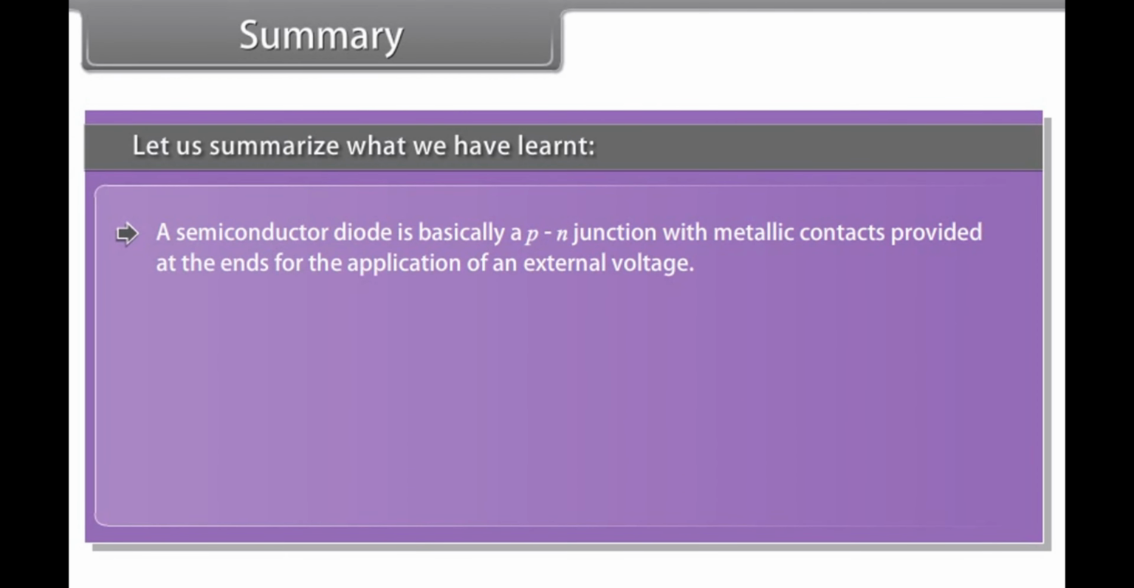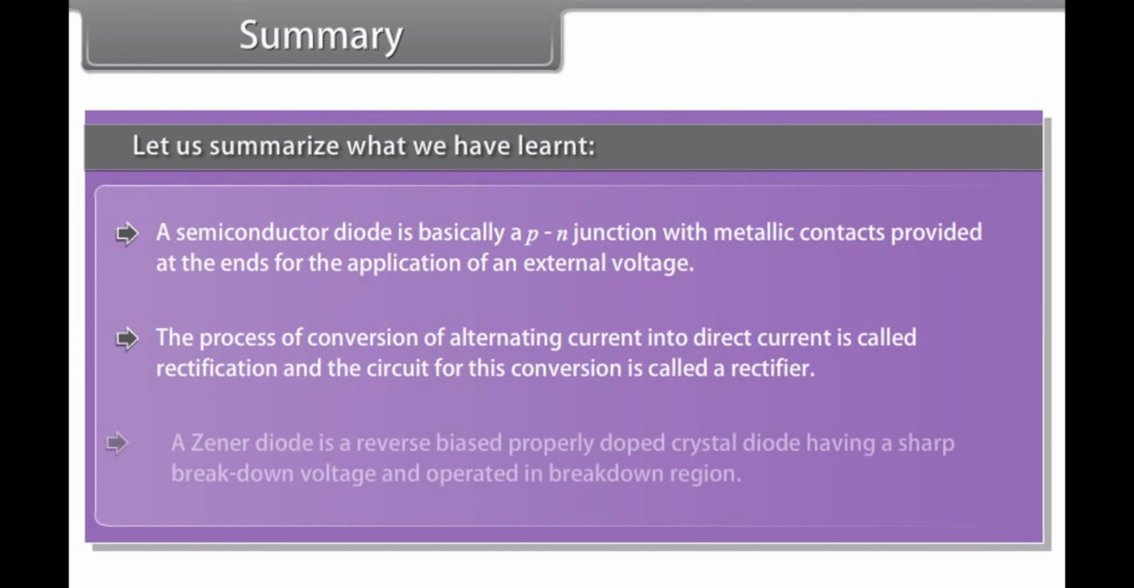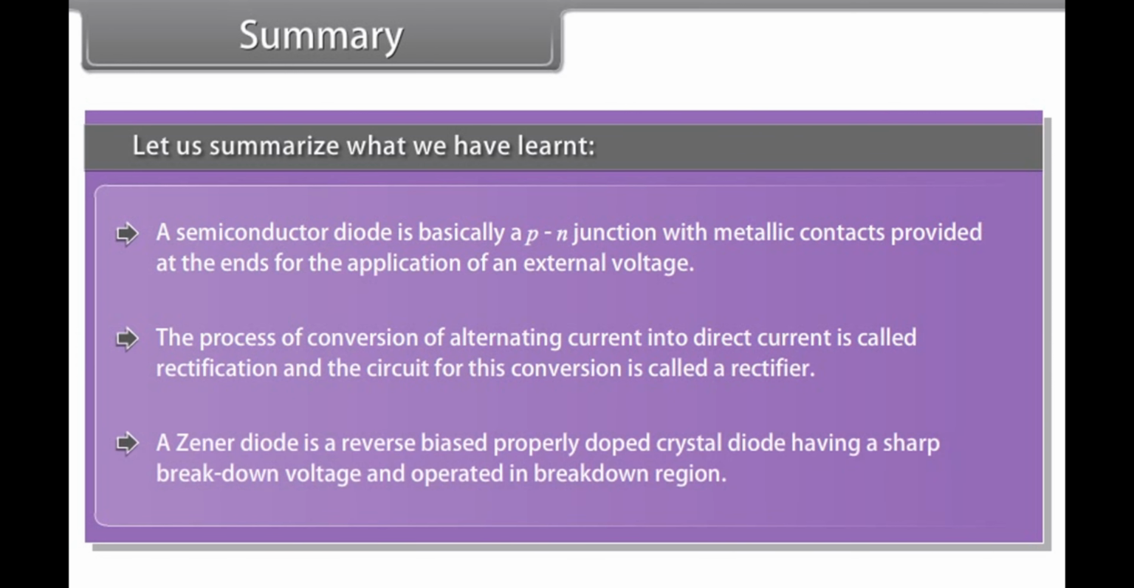A semiconductor diode is basically a p-n junction with metallic contacts provided at the ends for the application of an external voltage. The process of conversion of alternating current into direct current is called rectification, and the circuit for this conversion is called a rectifier. A Zener diode is a reverse-biased, properly doped crystal diode having a sharp breakdown voltage and operated in the breakdown region.